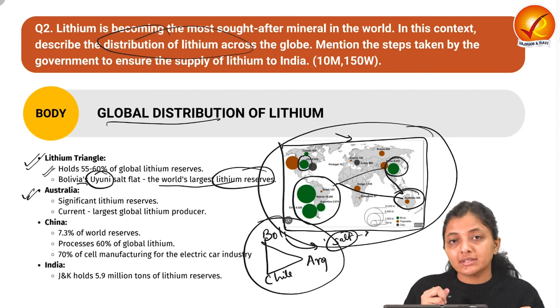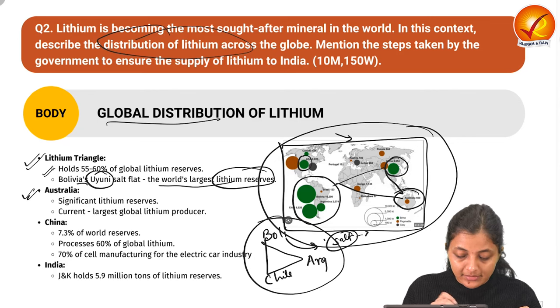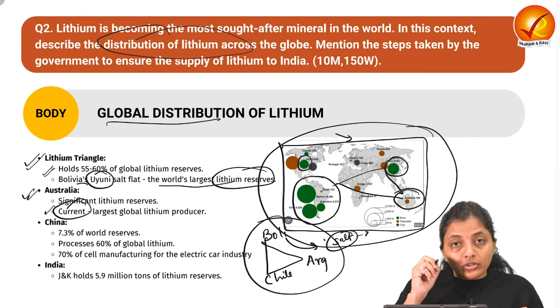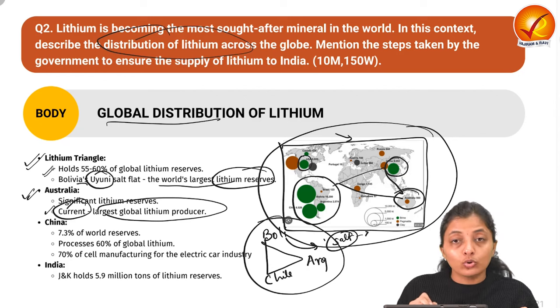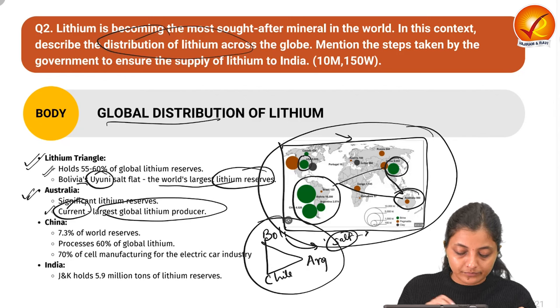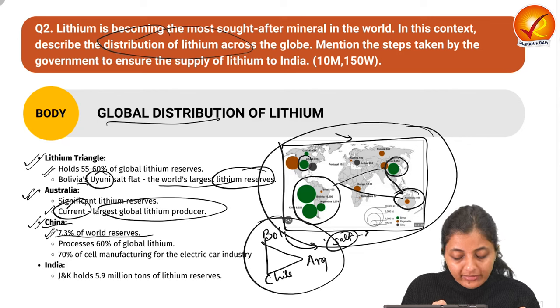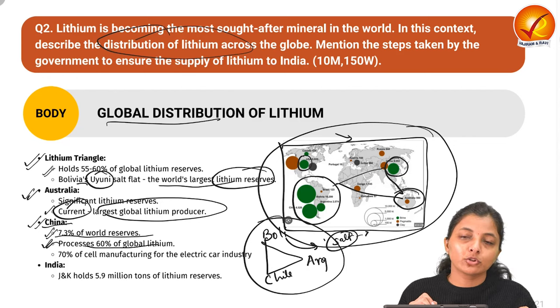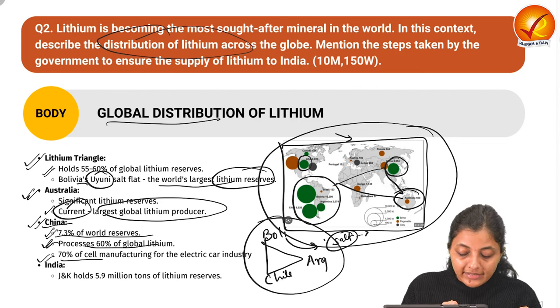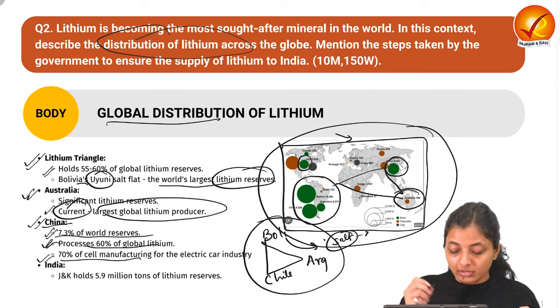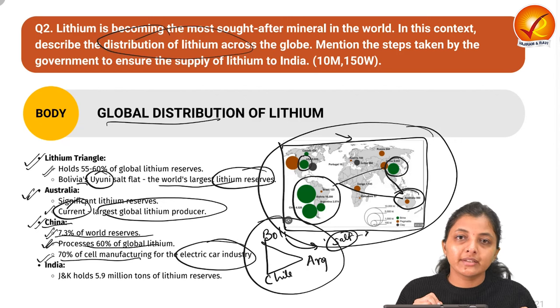Then next comes Australia. It also holds a significant amount of lithium reserves, and currently Australia is the largest global lithium producer. Next is China. China holds only 7.3% of the world's reserves, but it processes 60% of the global lithium, and China does 70% of the cell manufacturing for the electric car industry.